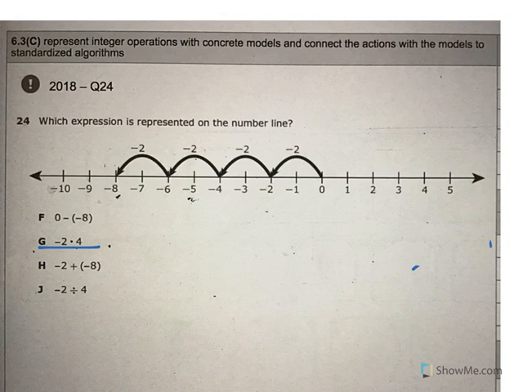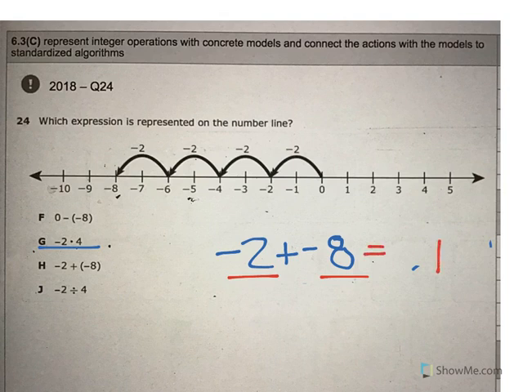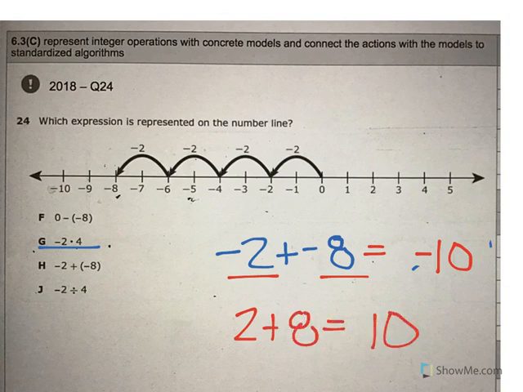-2 plus -8. Now, 2 is negative because there's a negative sign in front of it, and 8 is negative, it has a negative sign in front of it. If they are both negative, you add them up, and your answer is negative. Why is that? Well, what if they were both positive? Again, you would add them up, and your answer would be +10. If they're both negative, you add them up, and your answer is -10. So that can't be H.